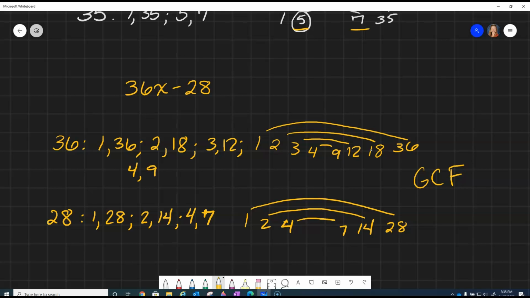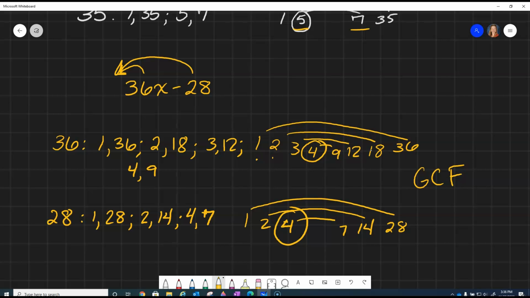28, no. 36, no. 18, no. 14, no. 12, no. 7, no. 9, no. 4. So yes, it has 1 and 2 in common. However, 4 is the greatest. So we're going to pull 4 out of both of these.